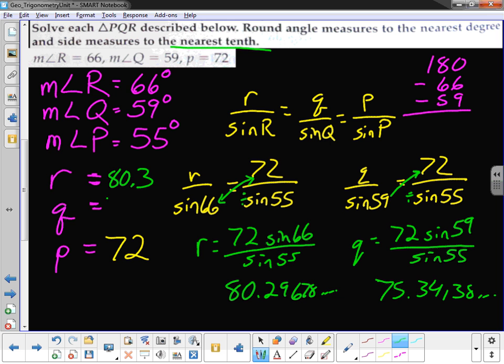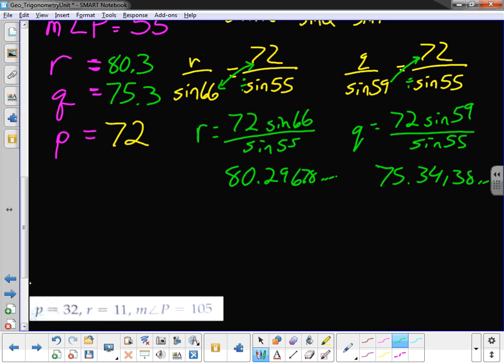Again, to the nearest tenth, 75.3. Now, does that one make sense? Well, Q is the middle angle in size, so side Q has to be the middle length in size, and it is. Great. That one is done.